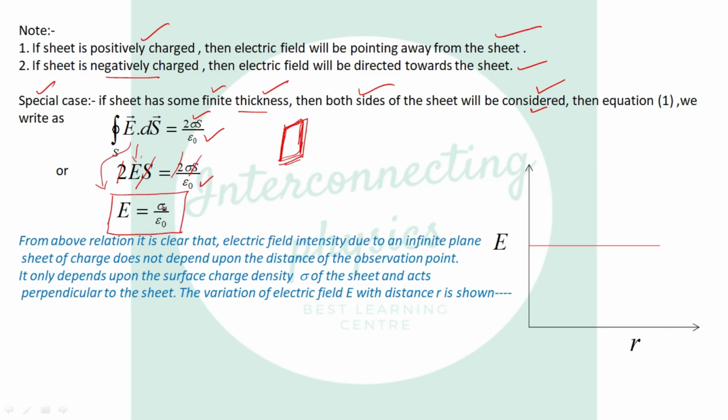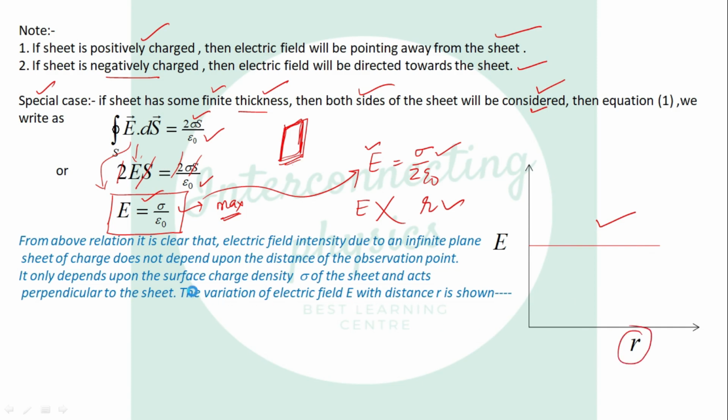Now you see here, if we consider both sides of the sheet, the result is maximum. And if we consider only one side of the sheet, the result is sigma over 2 epsilon naught, meaning half of this value. Okay. Now the graph. Whether we consider one side of the sheet or two sides of the sheet, the result is independent of R. The result is not depending upon R. So it means the graph between electric field and distance is parallel to the x-axis, that is constant. Electric field is always constant. It does not depend upon R.